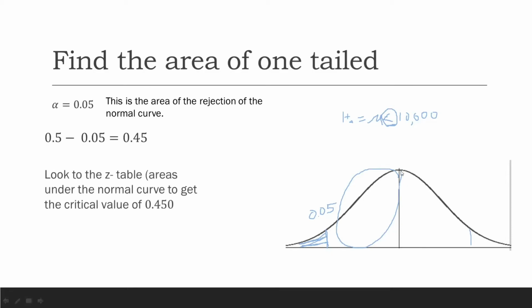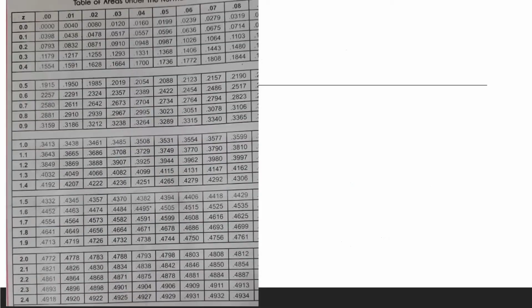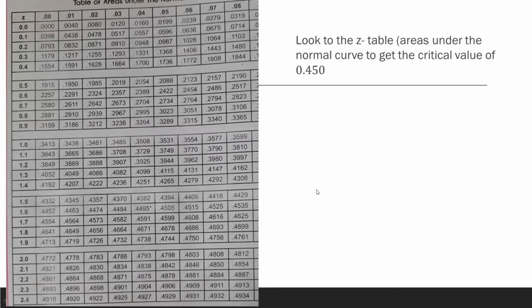So, we are going to look to the z-table or the areas under the normal curve to get the critical value. Bakit ba tayo sa z-table titingin? Dahil yung n natin ay greater than 30, z-test and z-table ang gagamitin natin. So, now, let's look on the z-table. So, ang ating area is 0.450.